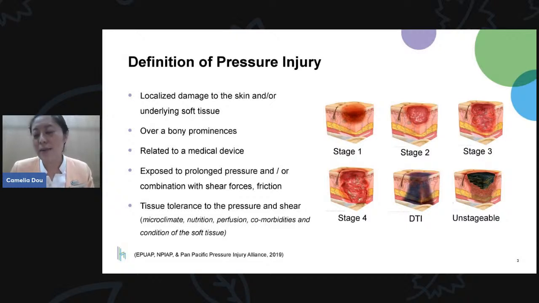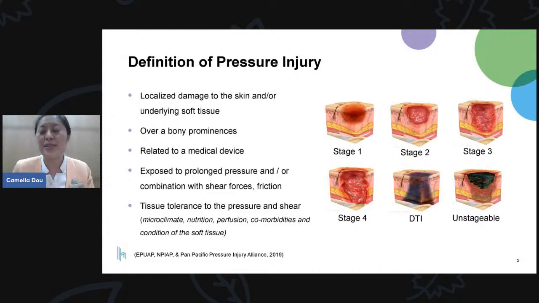Another two types of pressure injury are the deep tissue injury, in short DTI. So when can we call it DTI? DTI is already an internal damage, going down to the bone side. Later on, the tissue may not reverse, and it can become a stage four. Unstageable is basically when the pressure injury is covered with a layer of necrotic tissue.